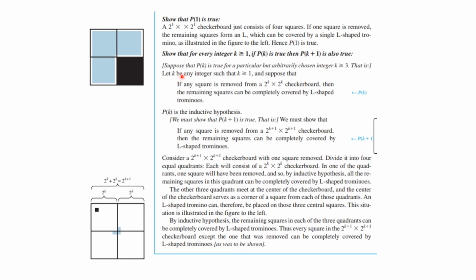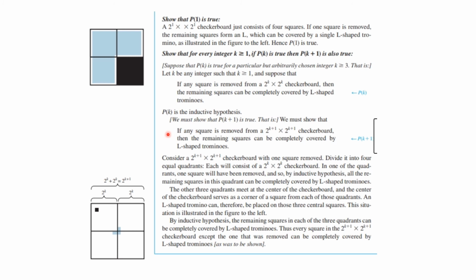Now that means you're supposing P(k) is true for a particular but arbitrarily chosen k greater than or equal to 1. And so we're supposing that if any square is removed from a 2^k by 2^k checkerboard, then the remaining squares can be completely covered by L-shaped pieces. So that's your inductive hypothesis. But now we're looking at what we need to prove.